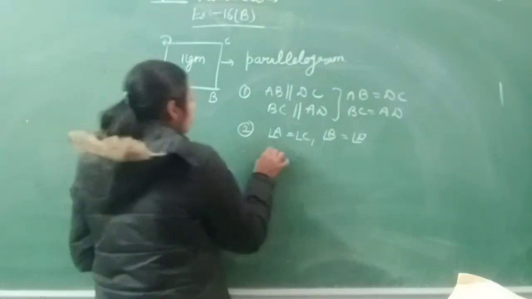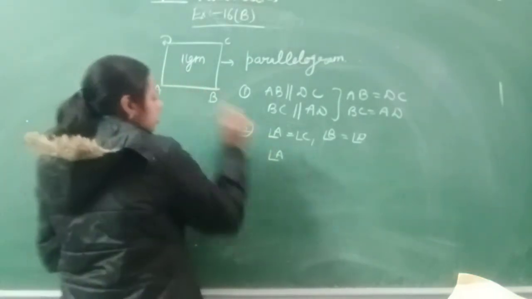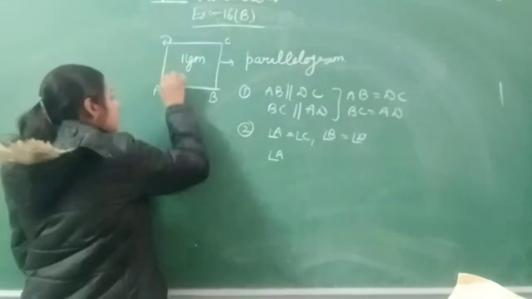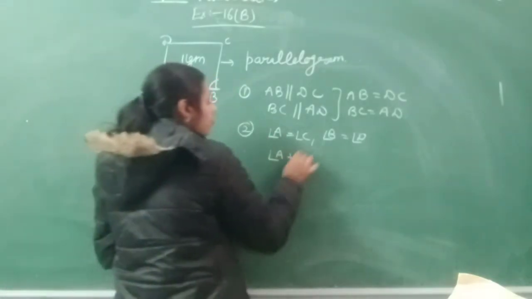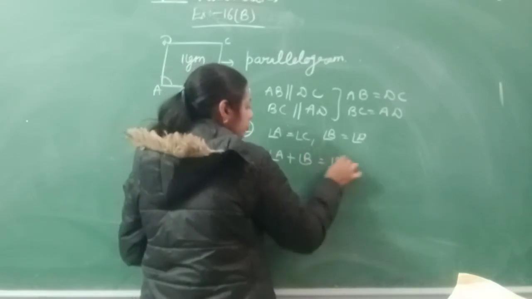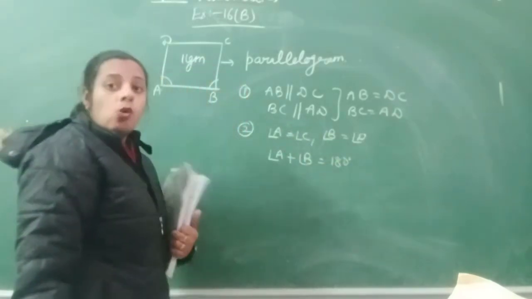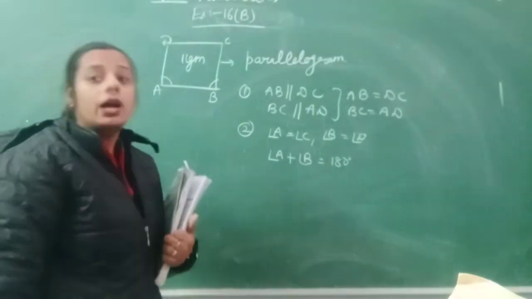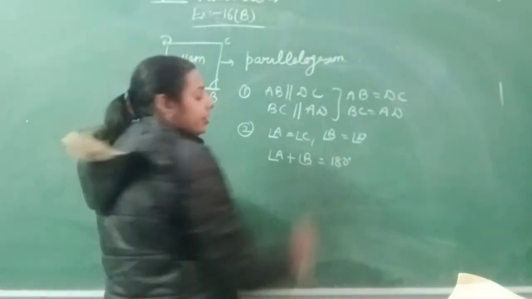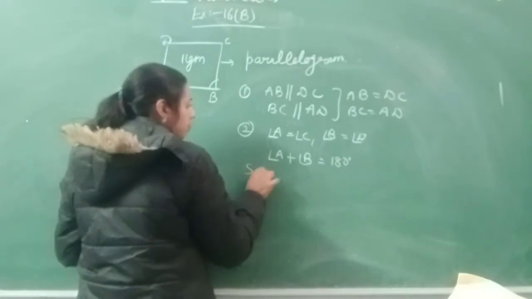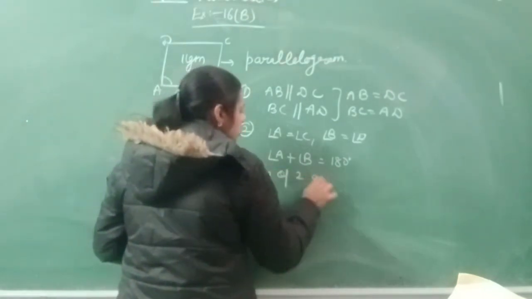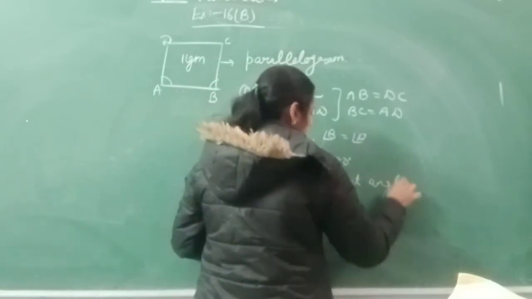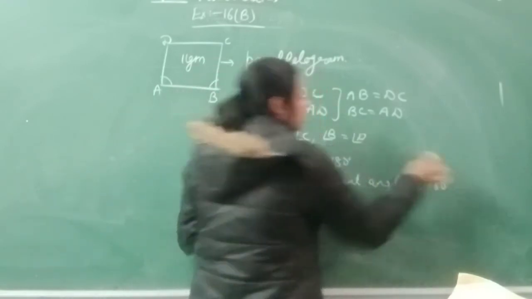Now the next property, the adjacent angles. What are adjacent angles? Those which are nearby, like this, A and D. Their sum will be 180 degrees. Clear? Any two adjacent angles, the sum of the adjacent angles is equal to 180 degrees. The sum of two adjacent angles is 180 degrees, that is supplementary.